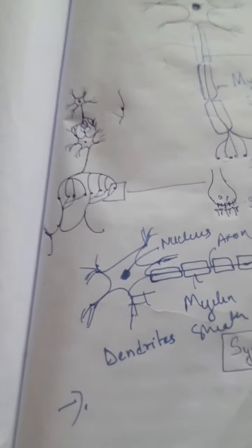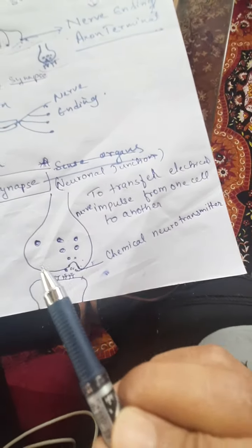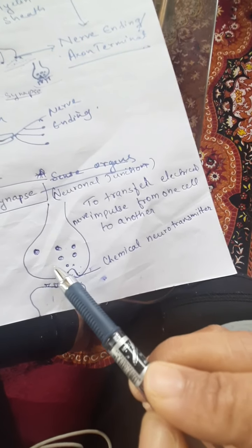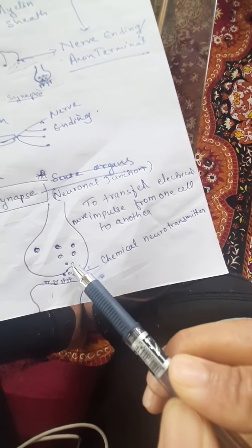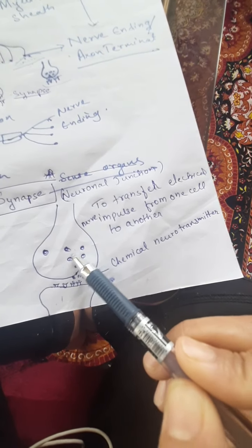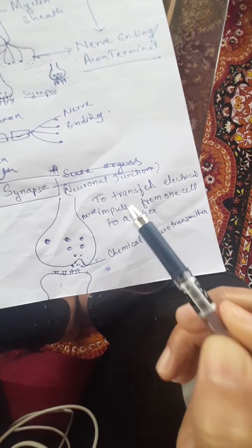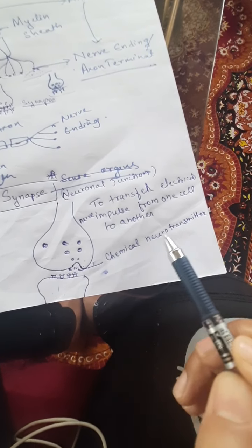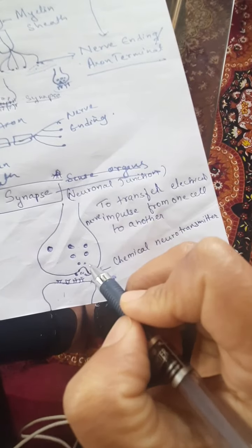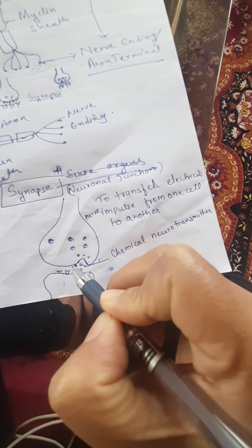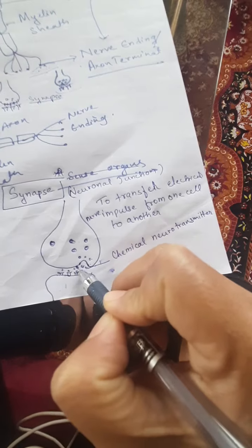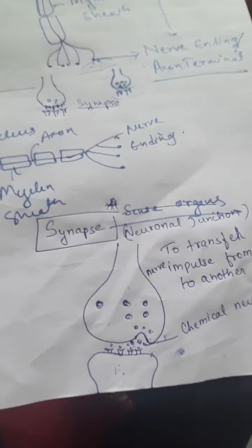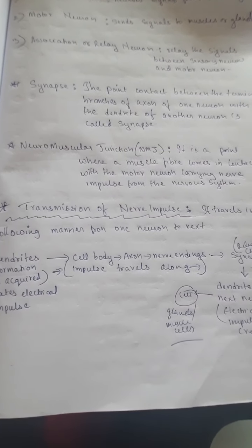This is the synapse. And here, when the electric impulse comes to the nerve ending, at that time it cannot transfer from one nerve cell to another in the form of an impulse. Hence, it produces a chemical neurotransmitter, and with the help of the neurotransmitter the electric impulse is transferred from one nerve cell to another nerve cell. I hope you all have understood this.